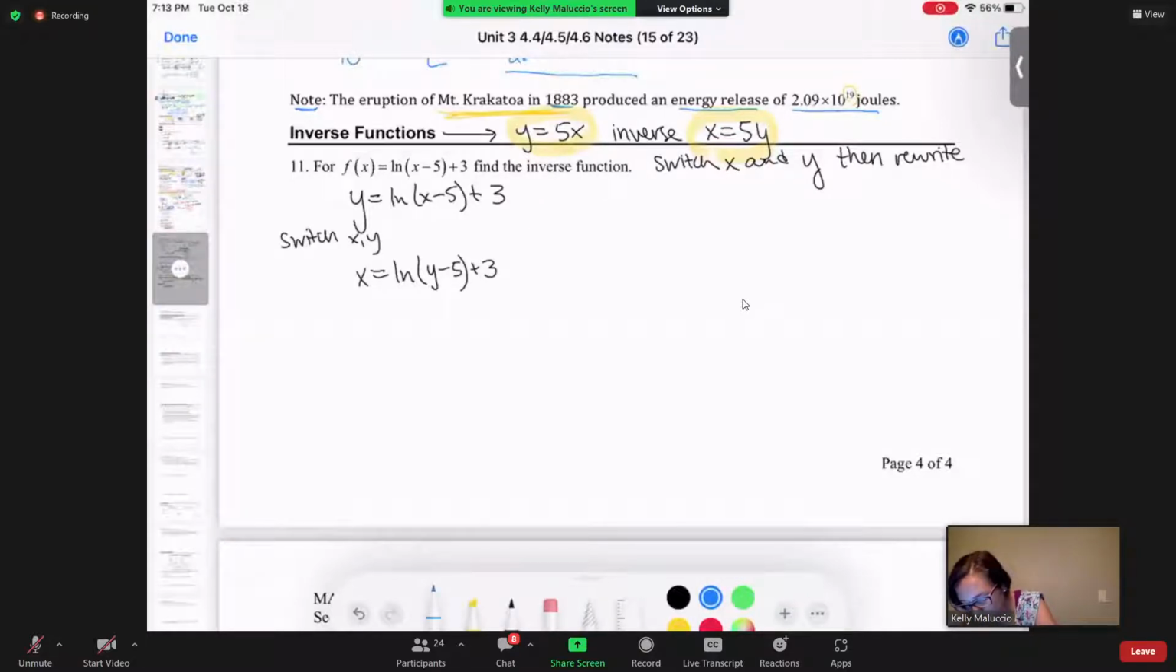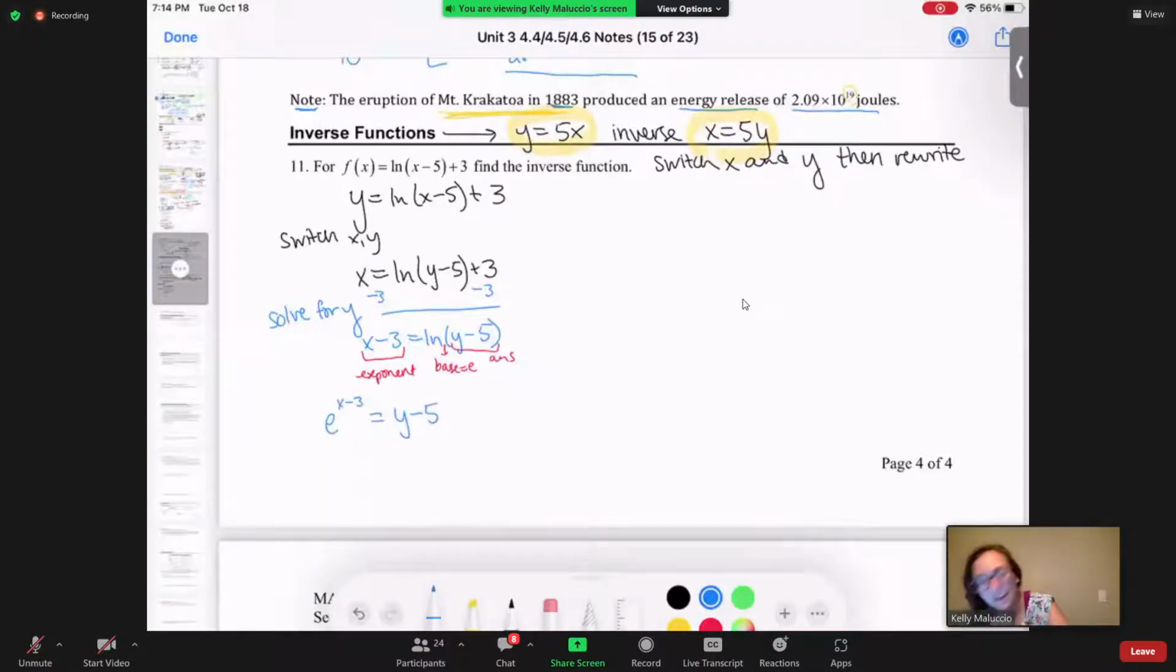Then I want to solve. So solve for y to get the inverse, right? And I would start by subtracting 3 from both sides. So I get x minus 3 equals ln(y minus 5). Now, once I have this, I cannot do anything. I have a log. I can only rewrite it in exponential. So this here becomes the exponent. We know that the base is e, and then we have this is our answer, right? So let's rewrite this. I would have e to the x minus 3 equals y minus 5.